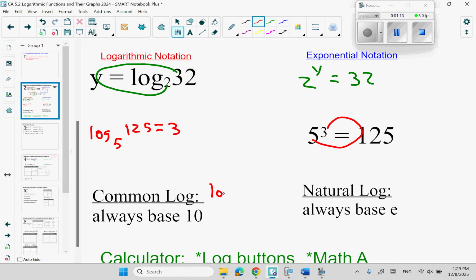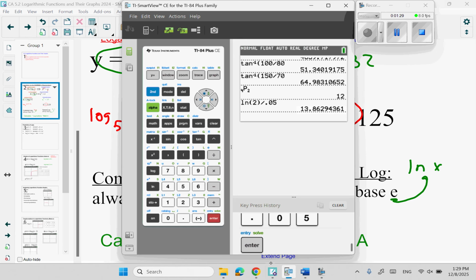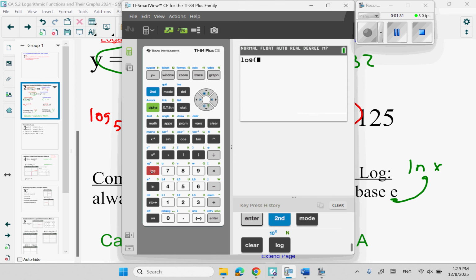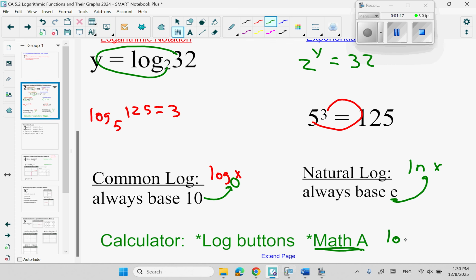If you ever see just log of x where there's no number written, it's implied to be a 10. And whenever you see natural log, e is the base number. So on our calculator, those easy ones can be found as log right there, where you can't change the base number, and natural log right there. In order to change the log base, you go to math, down to A for log base. So math A is our log base button.